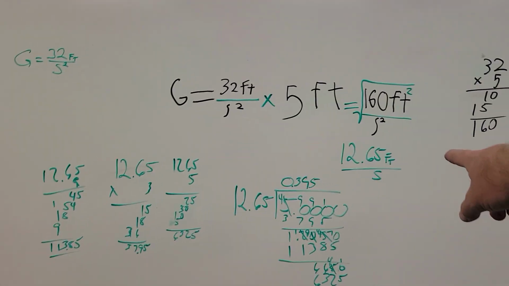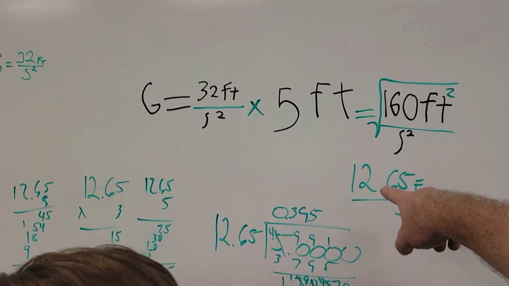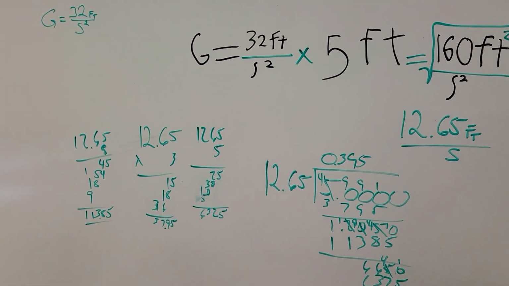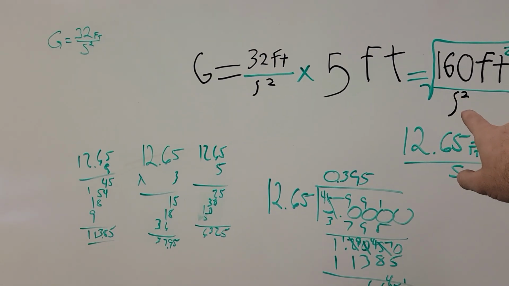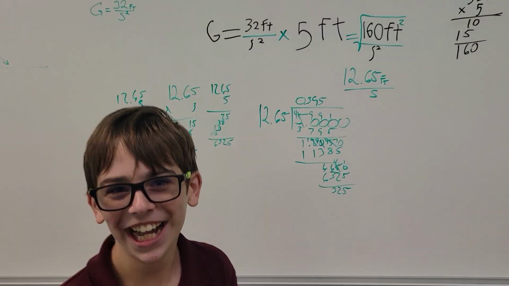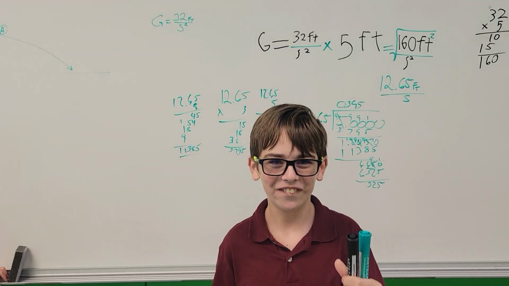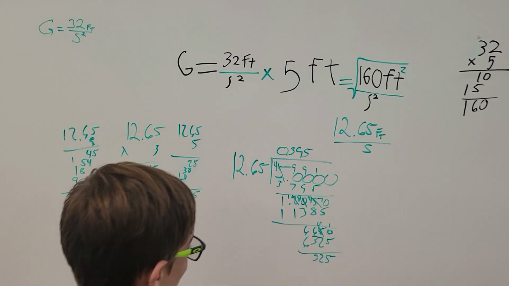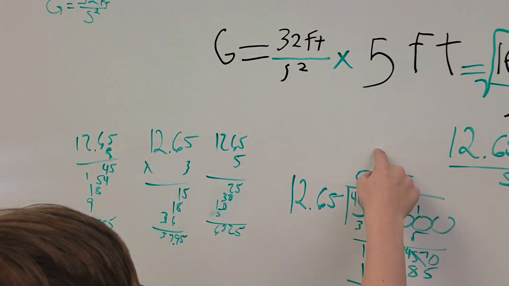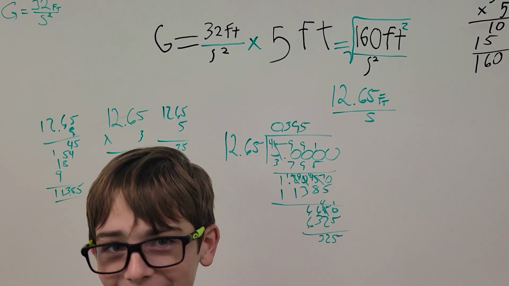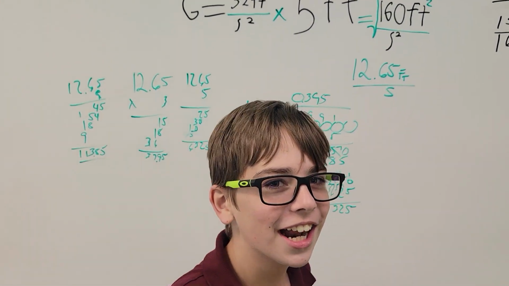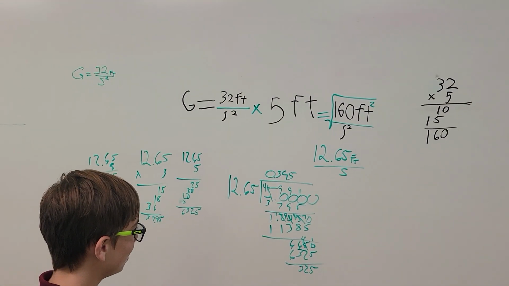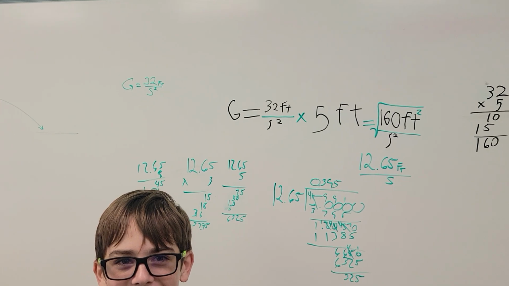So what we do over here, we take our 12.65 feet per second and we divide 5 feet by our 12.65 feet per second. And then what do we get, Claude? What number was this? 0.395. And what's the units? What kind of units was it? Was that seconds or was that feet? Seconds. That was seconds. All right. You're right.